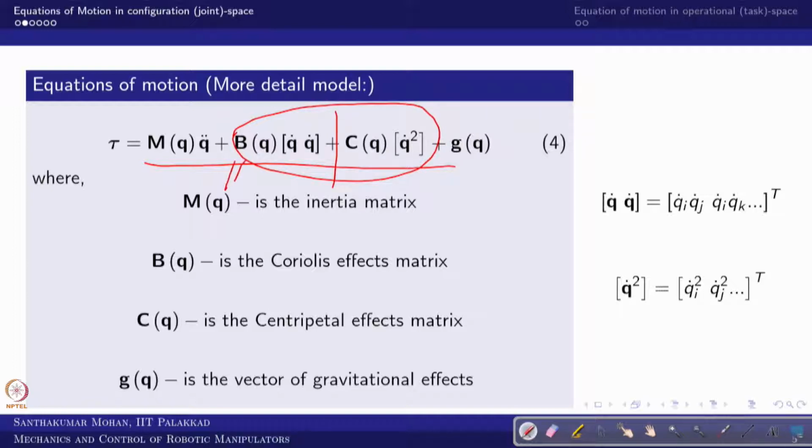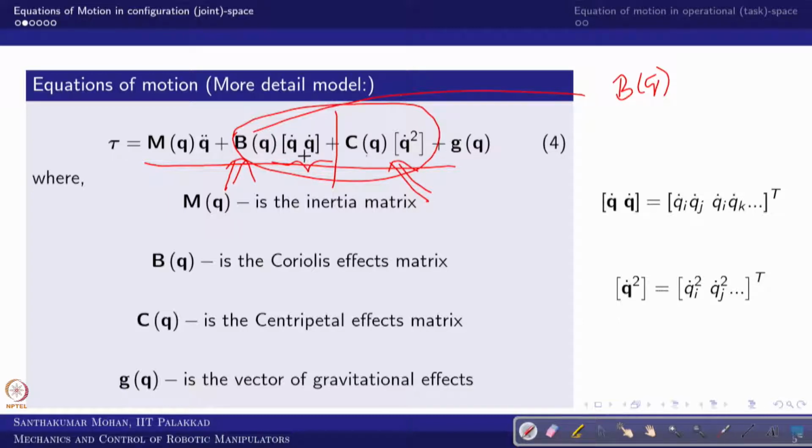One we call the Coriolis effects. The other one is the centripetal effect, which would come with a vector. Now this B of q is a rectangular matrix, but the C of q is a square matrix.